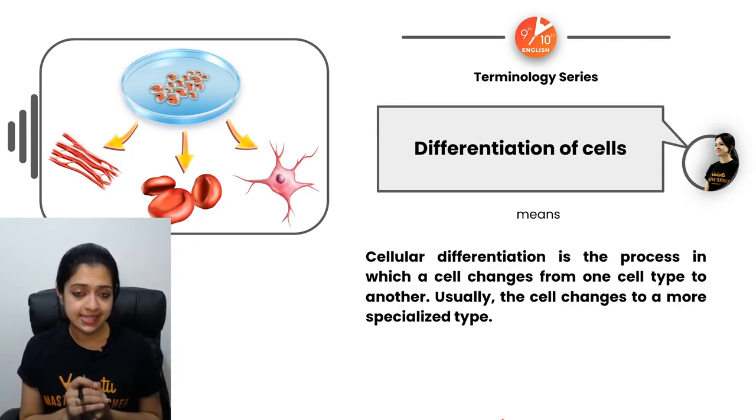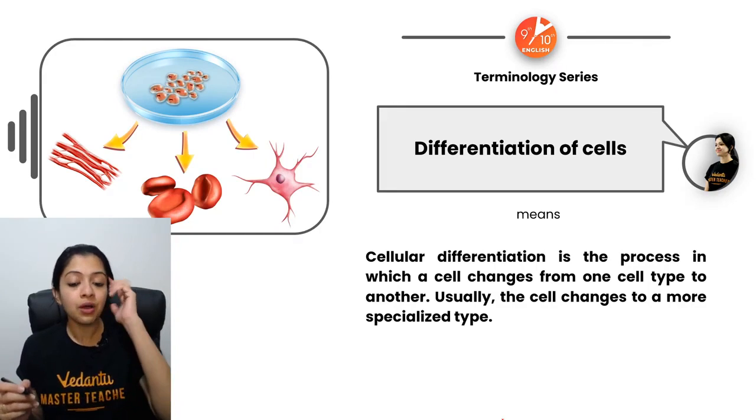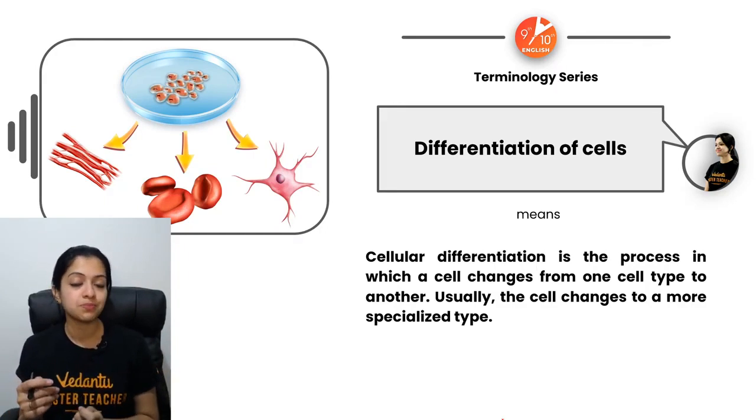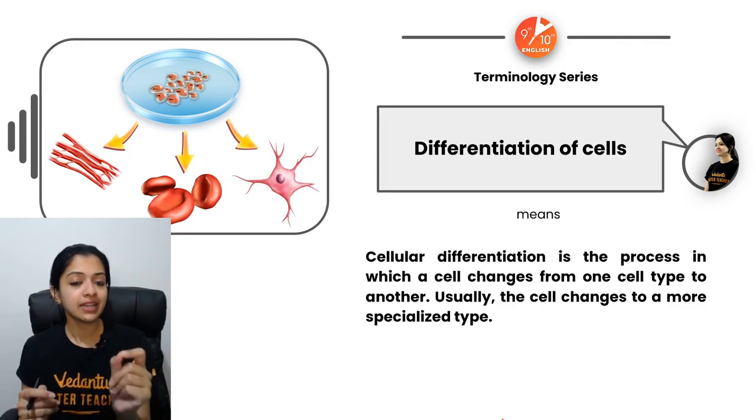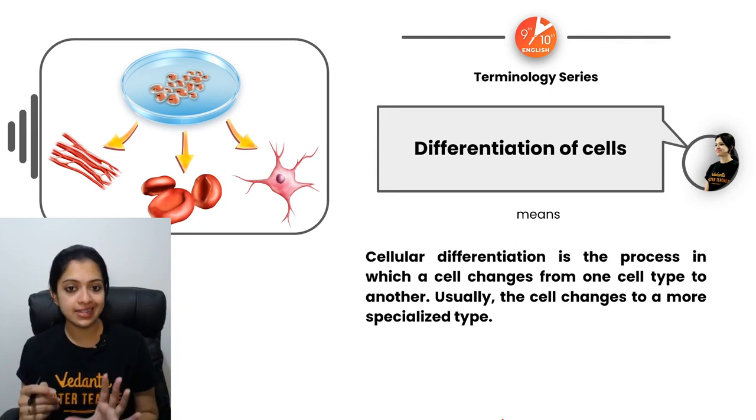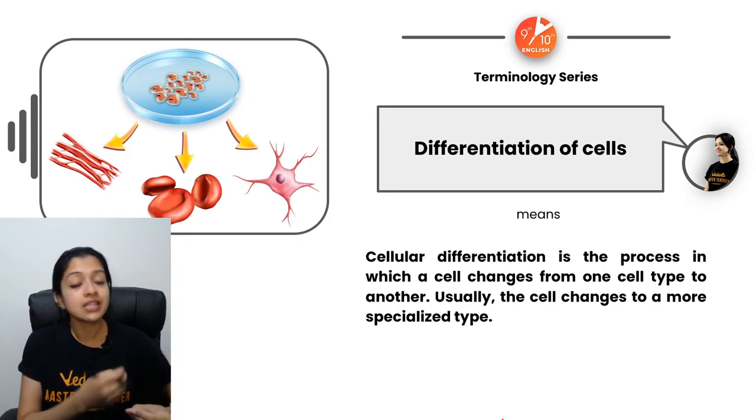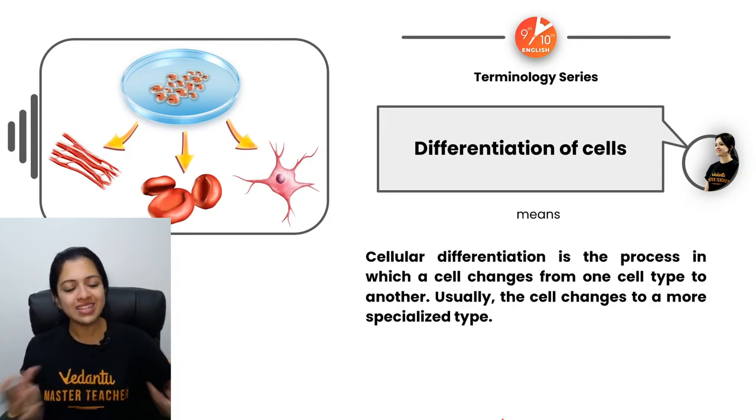Differentiation of cells. What do we mean by this? Cellular differentiation is the process by which a particular cell has the ability to change from one cell type to another, right? This may be seen in plants, and it may be seen in animals as well.